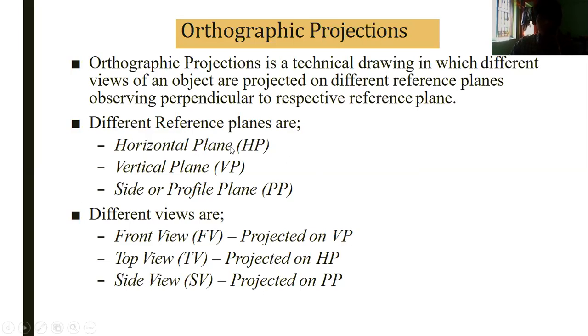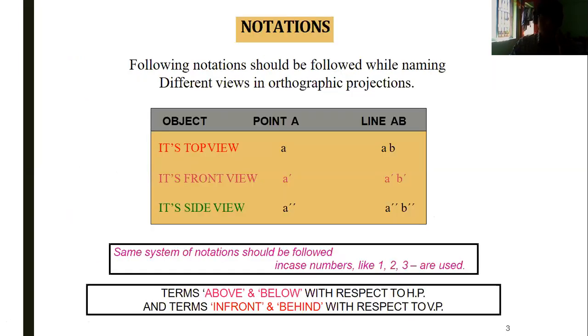In the horizontal plane, we have to draw the top view, because in the horizontal plane we see the top view. In the vertical plane we project the front view, and in the side or profile plane we see the side view, whether it's the left-hand side view or the right-hand side view. Okay.